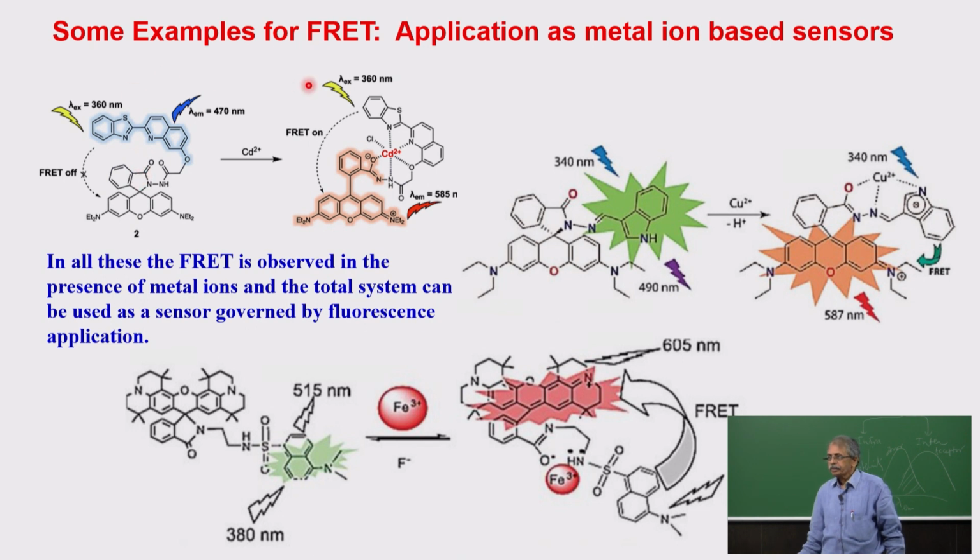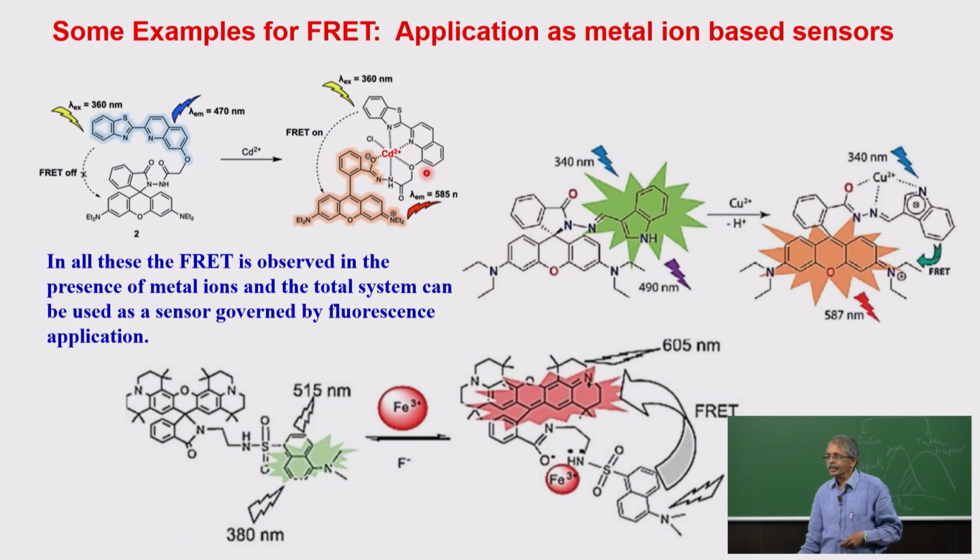Now what happens? When you excite at 360, it would give emission at 470, but you can't observe it. The reason is that 470 is further absorbed by this unit, and finally you find the emission from here. So the net emission is at 585, because of the FRET process in this particular orientation, and these units are nearby. So whatever comes out of this is absorbed by this, and this gives the emission. So kindly look at this example very carefully: when the cadmium 2 plus binds, there is a coordination and this bond breaks also.